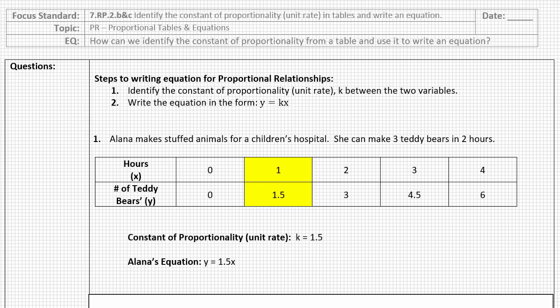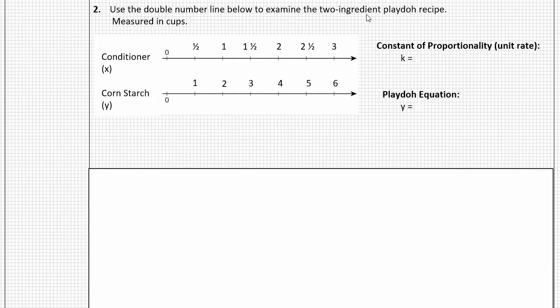Let's try the next one. Use the double number line below to examine the 2-ingredient Play-Doh recipe. Notice that it is measured in cups.